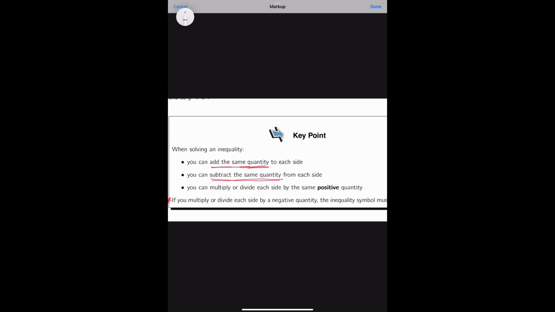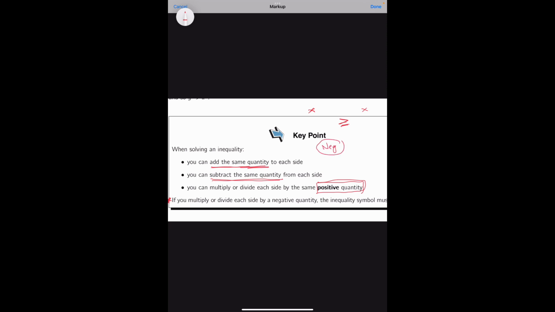You can multiply or divide each side by the same positive quantity. This is the key point you need to remember. Suppose you have two sides of the inequality. Okay, this is an inequality. Then if you multiply by a positive number, you can also multiply by the same positive number on the right side. This can happen, but the only problem is when you are multiplying or dividing by a negative number.